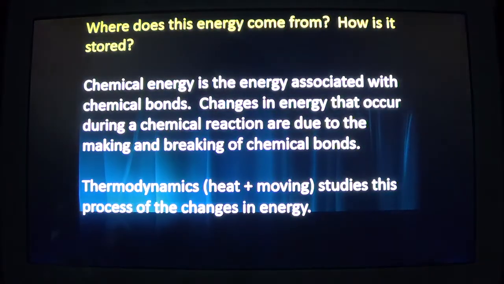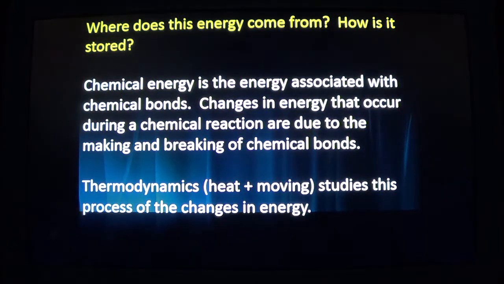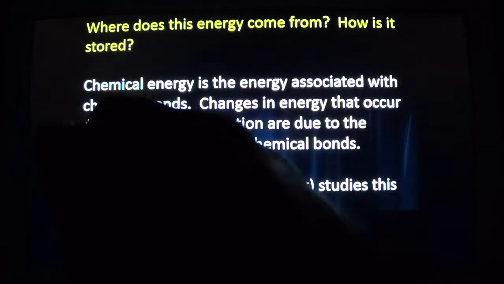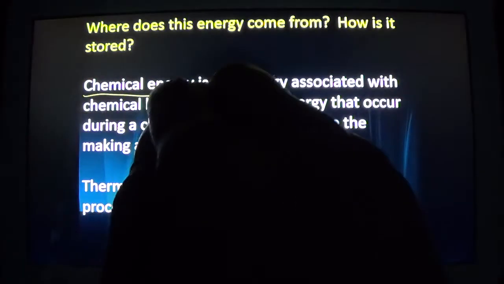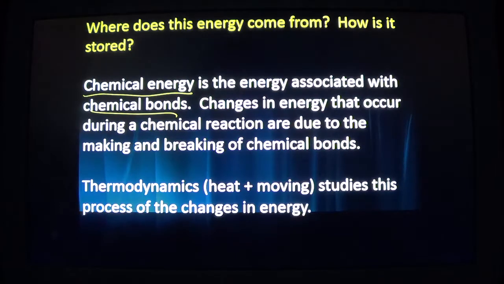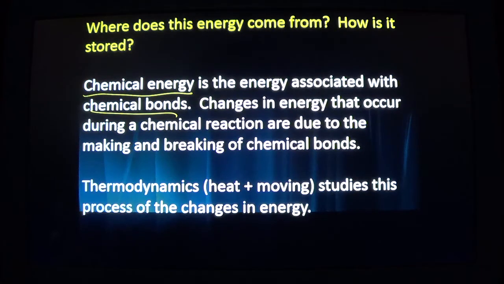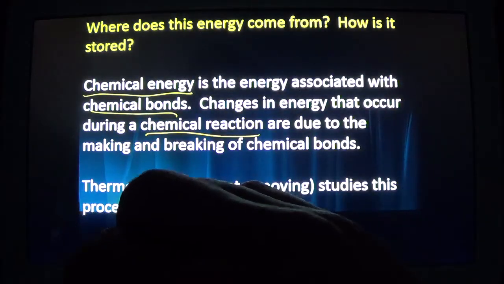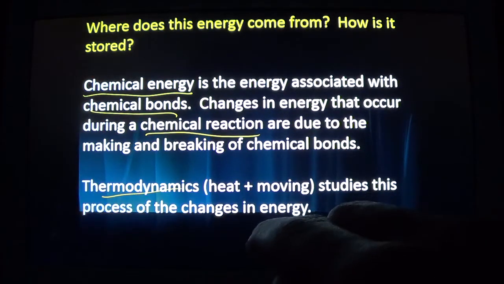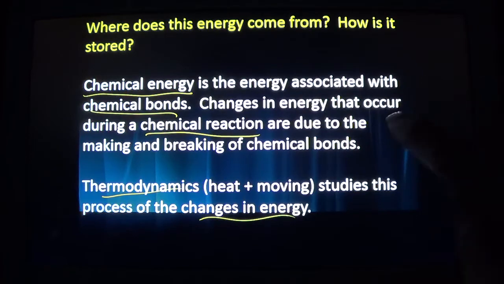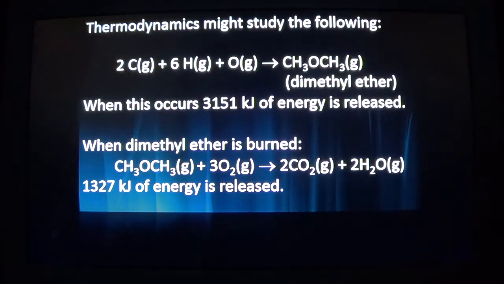Okay. We're going to be looking at chemical energy associated with chemical bonds. So our stored energy is going to be stored in the bonds. Chemical energy is going to be dealing with chemical bonds. Those bonds could be made or broken during a chemical reaction. And so people who study thermodynamics are studying how, during a chemical reaction, there are changes in energy. So let's look at some examples.